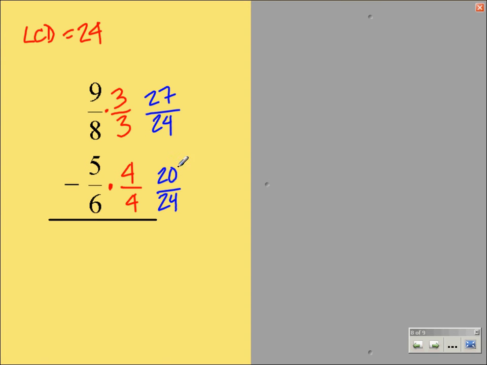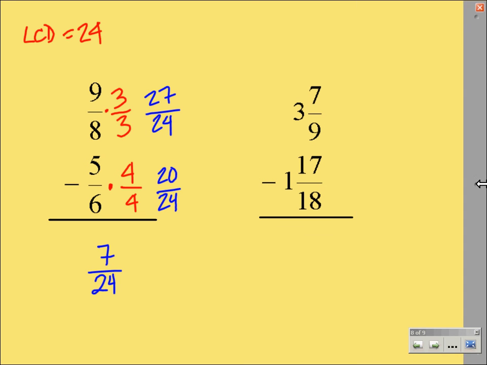So now that we have common denominators, I bring my common denominator down, and now I just subtract my numerators. 27 minus 20 is 7. And this is the answer in its fully reduced form. Let's take a look at one more problem, this time with mixed numbers.